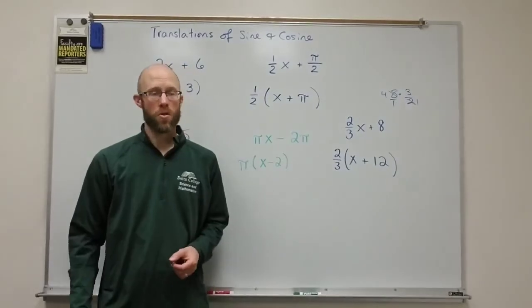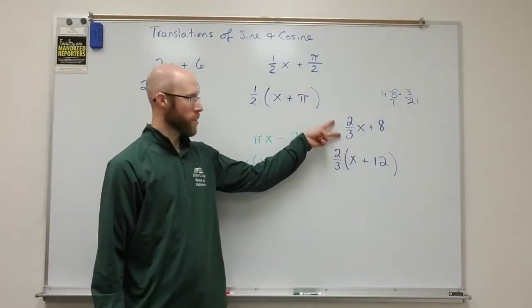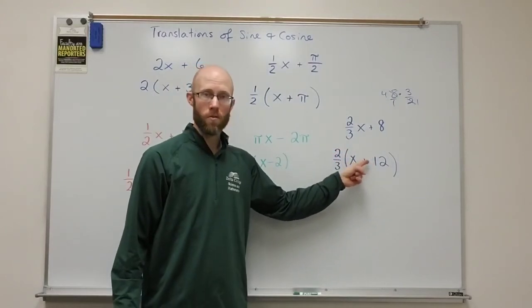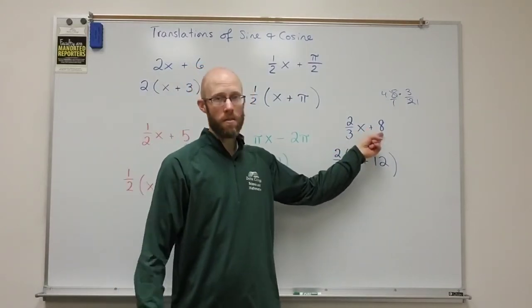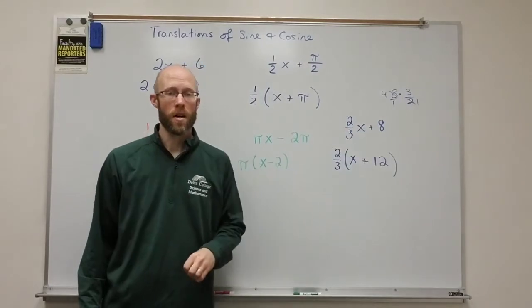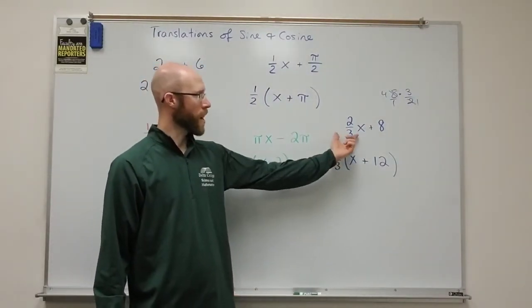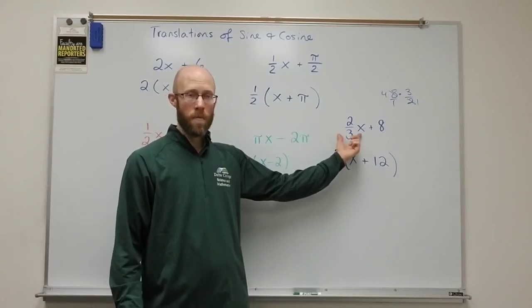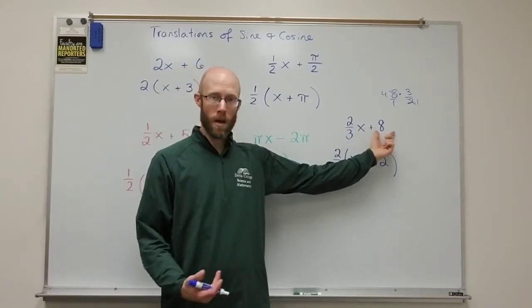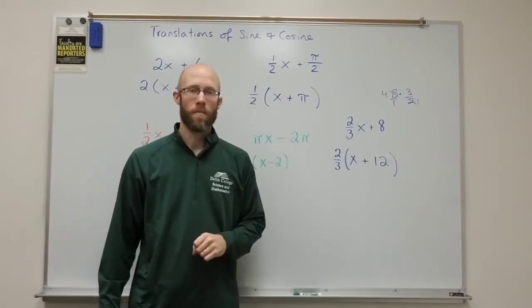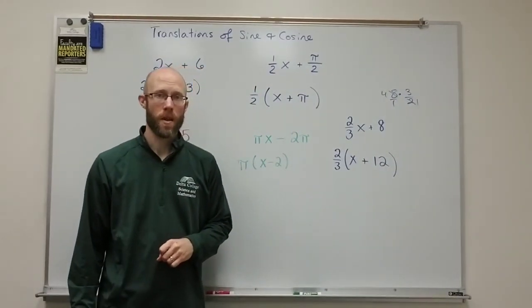Now think about redistributing this. 2/3 times x is 2/3 x, and 2/3 times 12, well, 2 times 12 is 24, divided by 3 is 8, okay? So it does work out. And so the technique we're going to use then to factor out a fraction is to multiply the remaining number by its reciprocal to get the new term, okay?